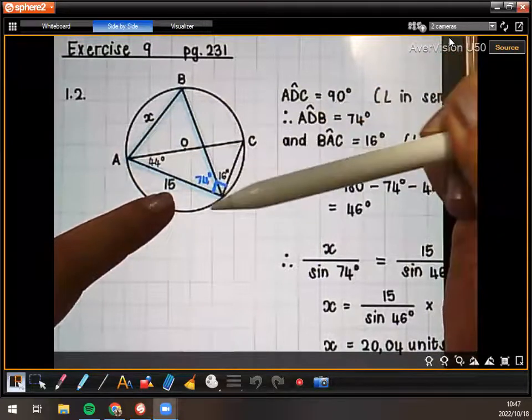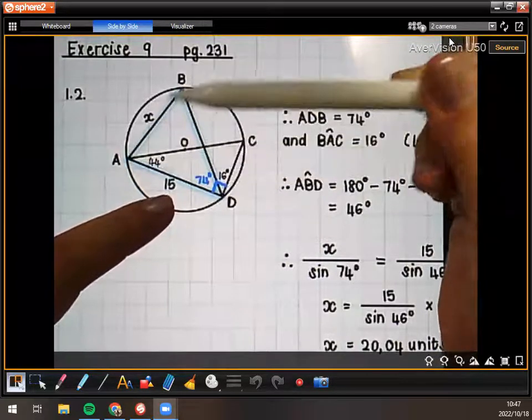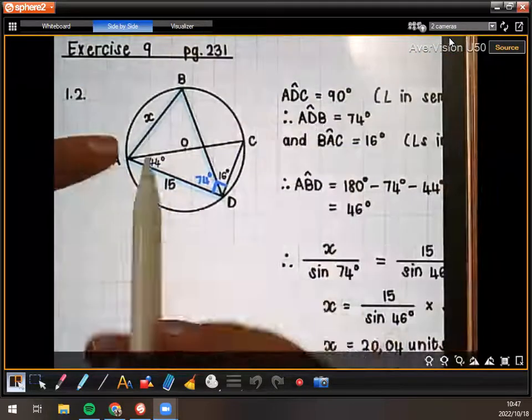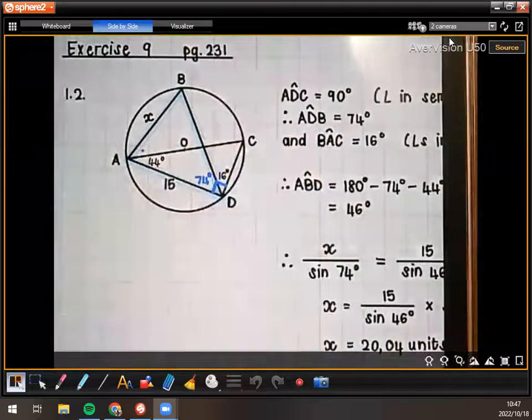My initial thought was, this is a triangle. Can't I use angle sum of a triangle? Yes, but not quite yet, hey, because I don't have that angle there. You need to know what that is. Yes, angles in the same segment, guys.